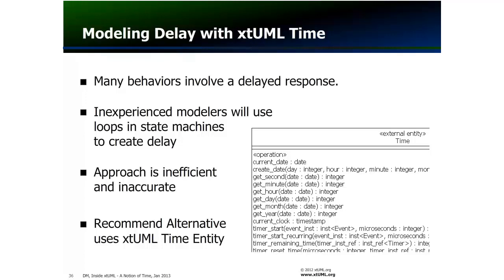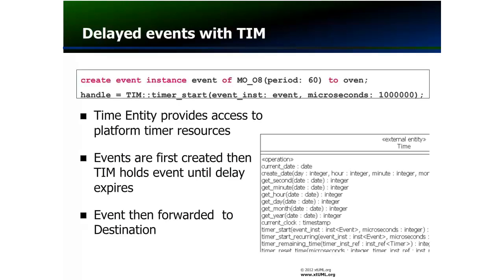Further, this approach is sensitive to the relative scheduling of the transitions into and out of the action blocks. This leads to variability in the absolute timing of the delay. A better alternative is provided by the xtUML-Time entity. The time entity implements a bridge to the timer resources offered by the simulation platform. With its standardized set of access functions, modelers are able to schedule, in absolute time terms, delays for pre-existing events.